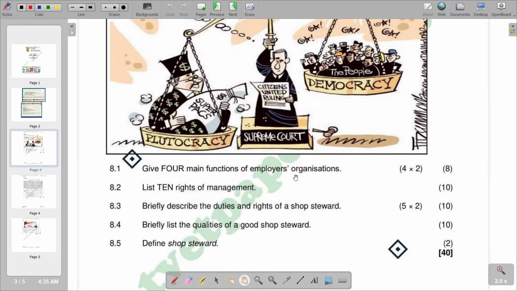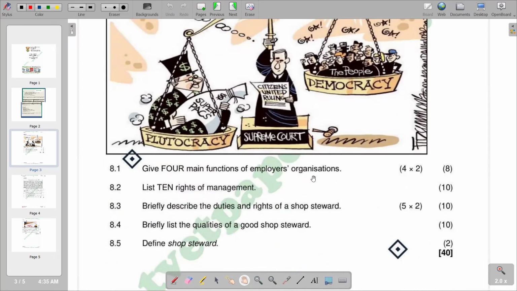Employers' organizations are collective organizations which seek to coordinate the behavior of their member companies in matters of mutual interest, such as during negotiations with trade unions. So basically, that's what they are.